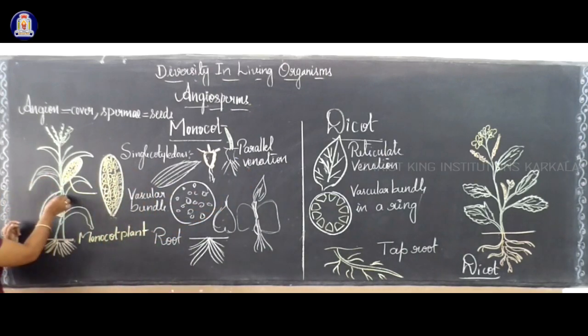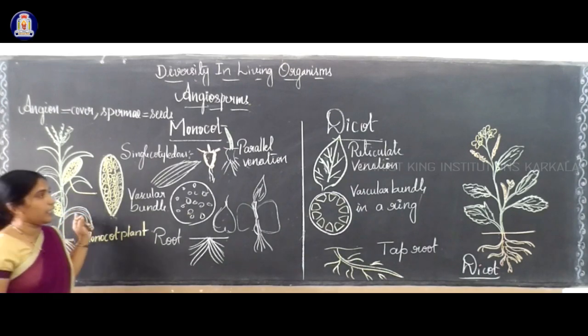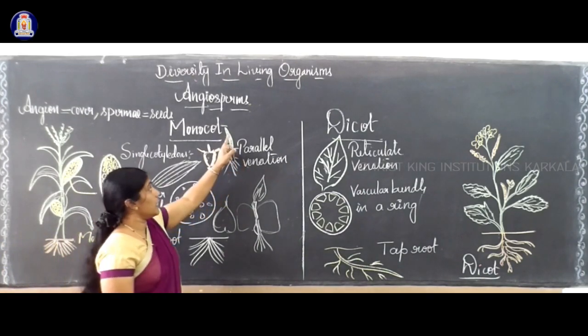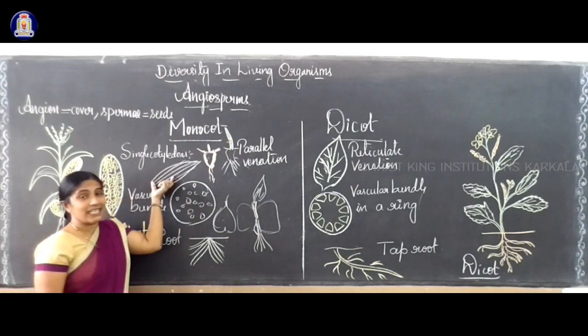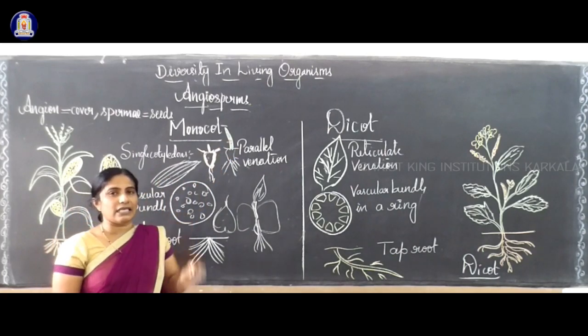I have taken a maize plant. If you observe, there is a parallel venation. This is called venation, parallel venation in the plant. Single cotyledon, a single seed.